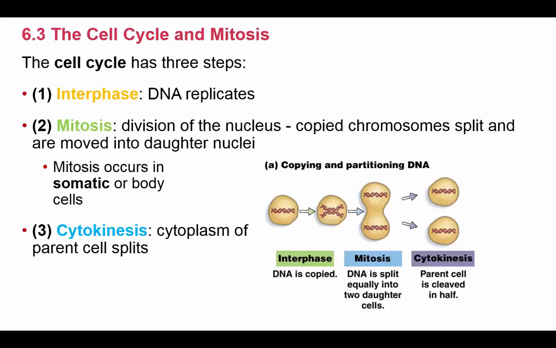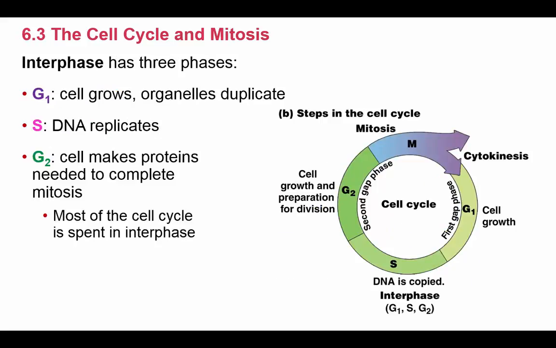Now, if you remember, cytoplasm is all the contents of the cell, so the semi-fluid that sits in the cell and all the contents that are in it. And so if you divide the cytoplasm, essentially you divide the parent cell. So when all 3 of these steps are complete, where you started with 1 cell, you now have 2 cells that are exactly identical to each other. So let's look at these in a little more detail.